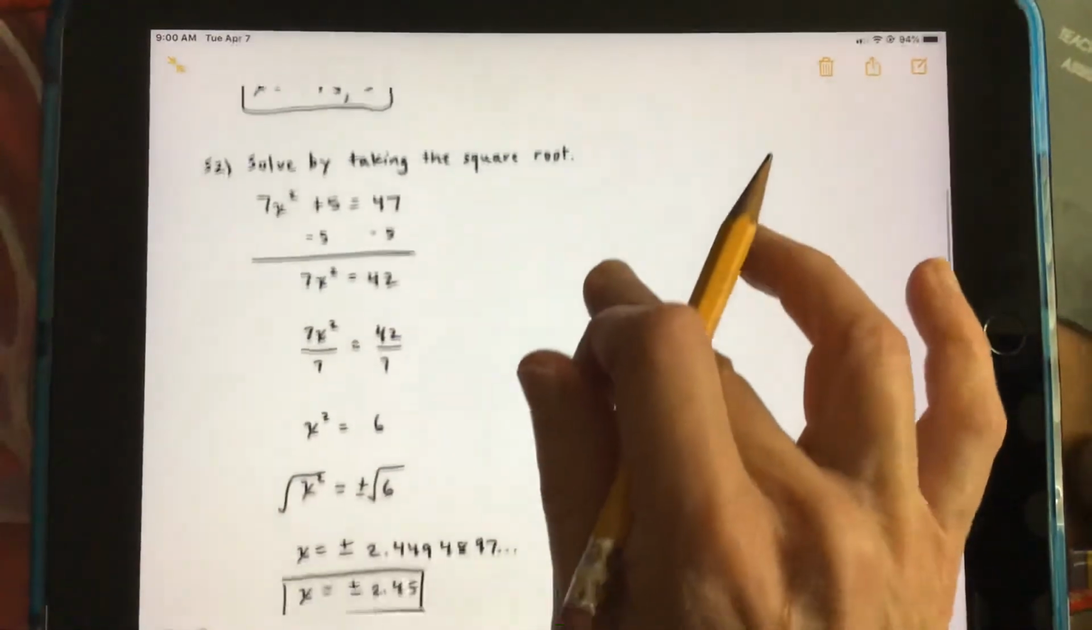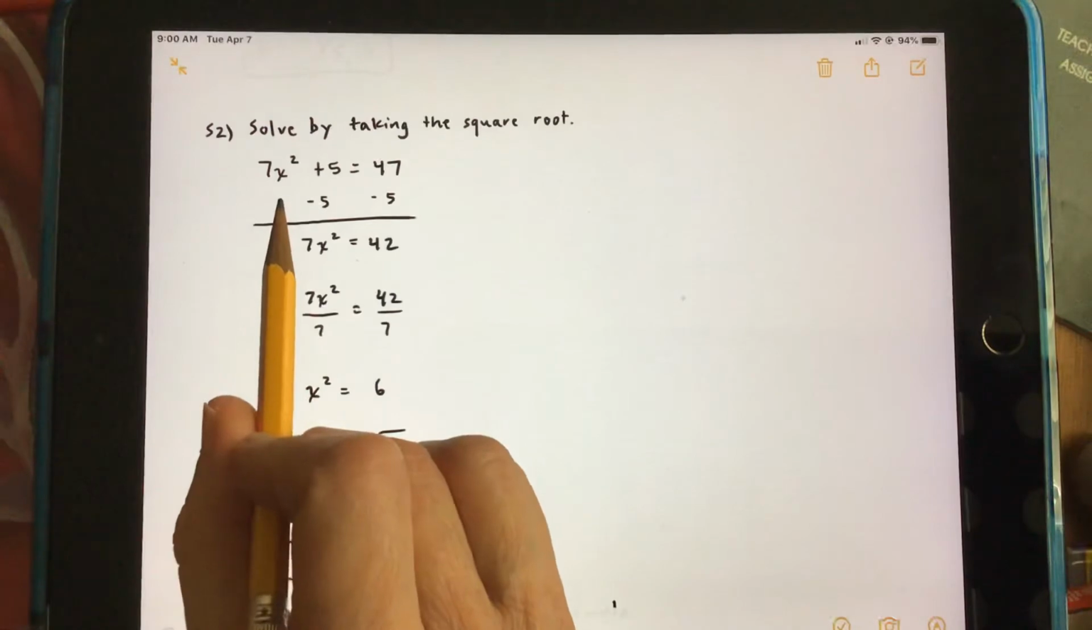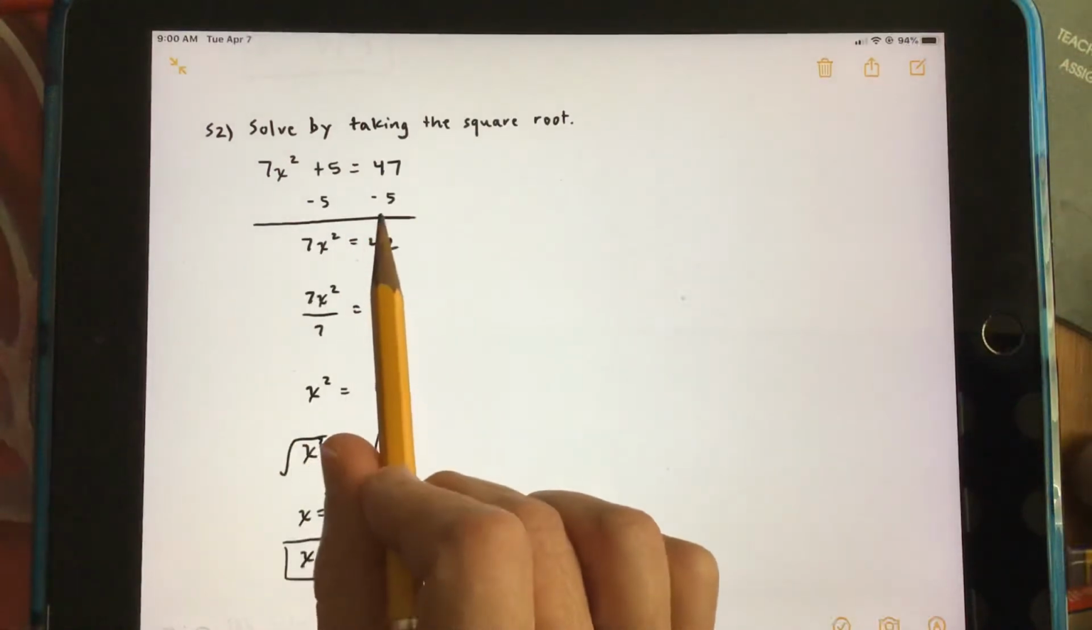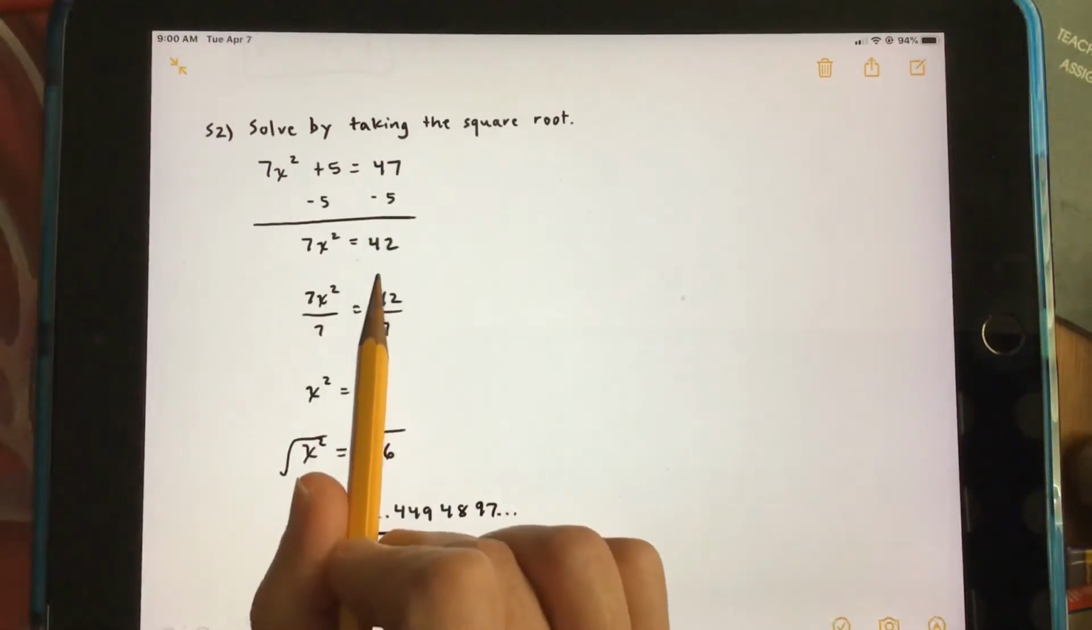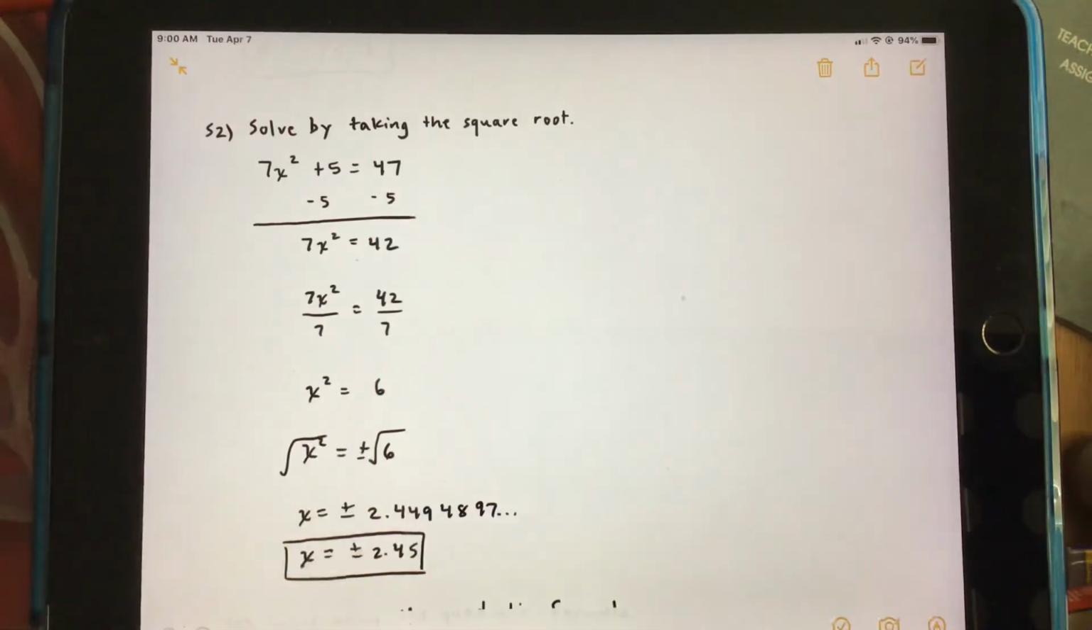Second problem, solve by taking the square root. So on this one, this is a problem that will be solved easily by taking the square root because we're noticing we just see x squared but no x's. So taking the square root is a really good choice here. First, we subtract 5 on both sides. We get 7x squared equals 42. Then divide both sides by 7, giving us x squared is 6.